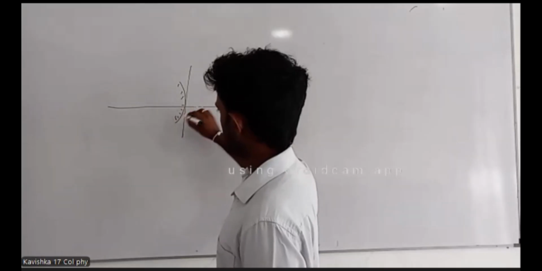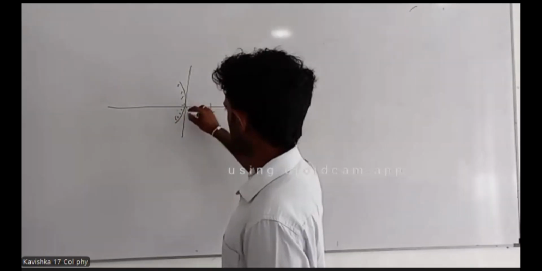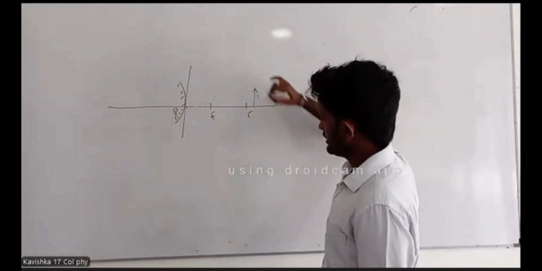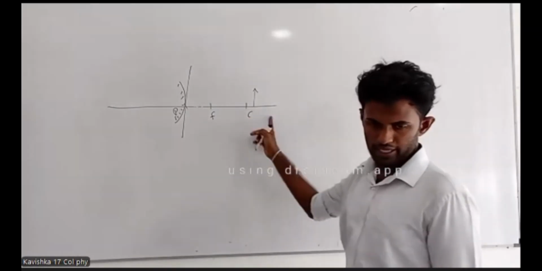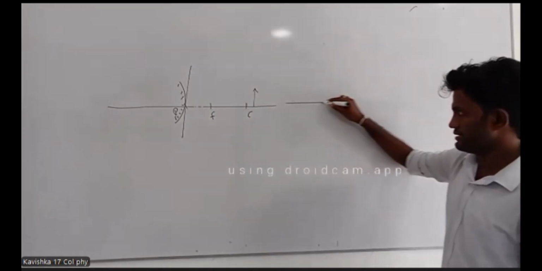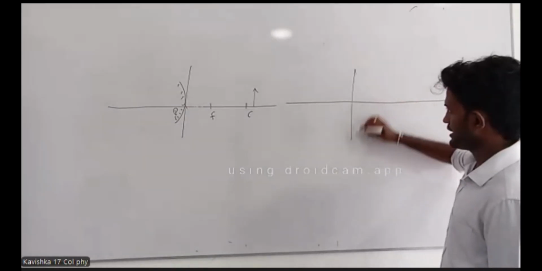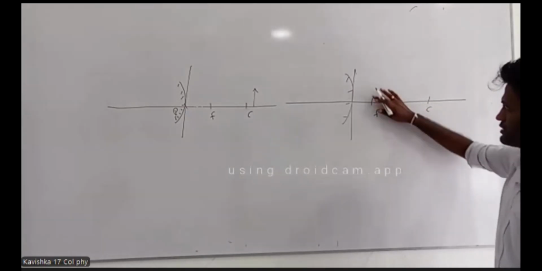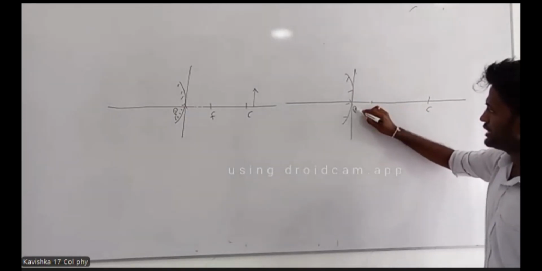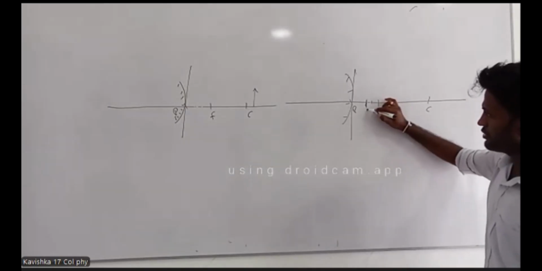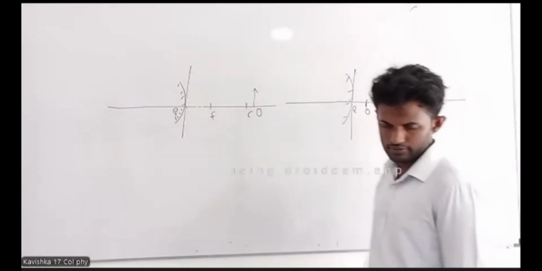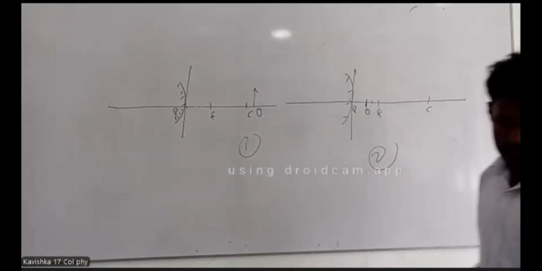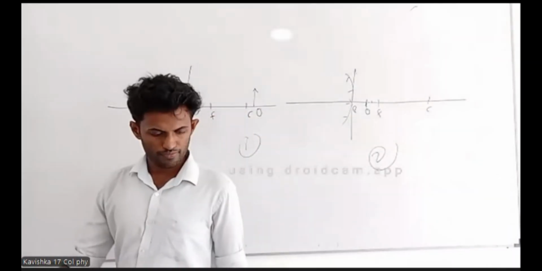We'll make a diagram here. F, C, P here. So place the object away from C. Then in the other diagram, place the object between P and F. Which is the first one, which is the second one. Quickly draw. And this will give the answer for this question.